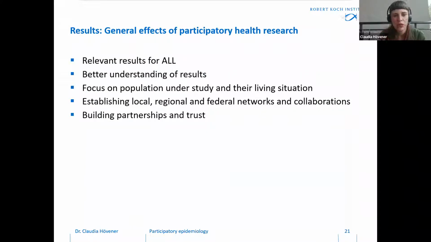So the results: the general effects of participatory health research is that it produces relevant results for all, and that was something that everyone supported. There was a better understanding of results. There was a focus on the population under study and their life situation. And this helped to establish local, regional, and federal networks and collaborations, and in building partnerships and trust. So those were general effects, and they were mostly positive.